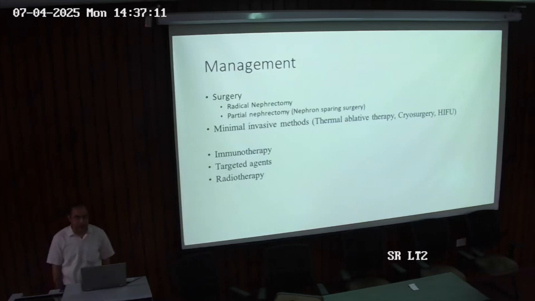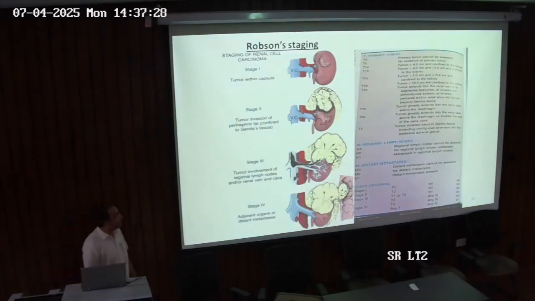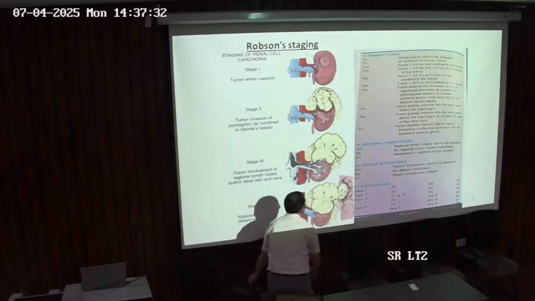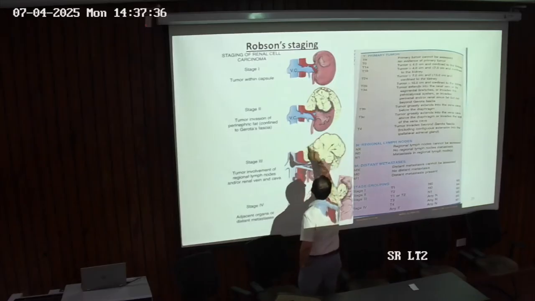So what is the management of the tumor? First you should understand what a radical nephrectomy is, what a simple nephrectomy is, and what a partial nephrectomy is. For radical nephrectomy, I can show one diagram. Keep this in mind. In radical nephrectomy, this is the Gerota fascia. So removal of the whole thing including everything outside this is the radical nephrectomy.